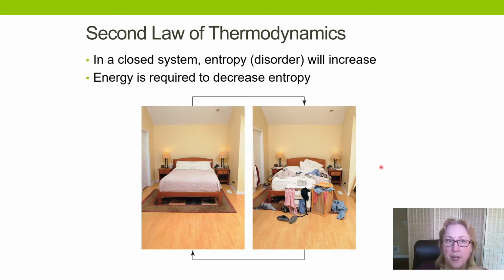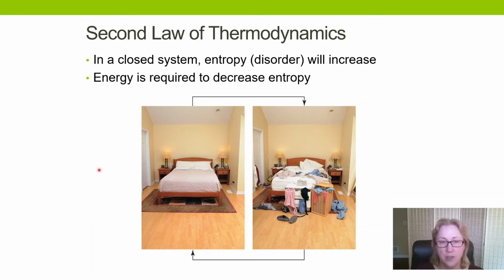The second law of thermodynamics is the one that's a little bit more difficult to understand because it involves the concept of entropy, which isn't something we normally hear about in everyday speech. Entropy is a concept that was developed first in physics, and entropy is the idea of disorderliness. So if entropy increases, that means disorderliness of the system increases. And if you want to decrease entropy, if you want to make things more orderly, you have to add energy.